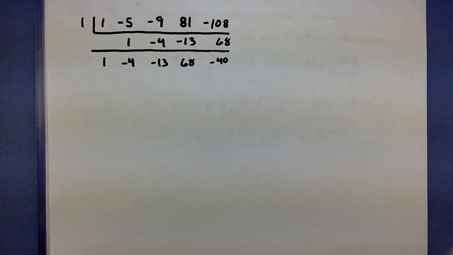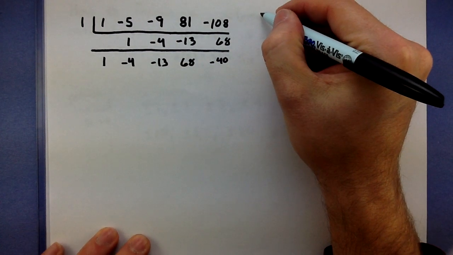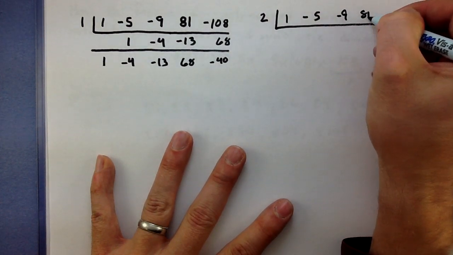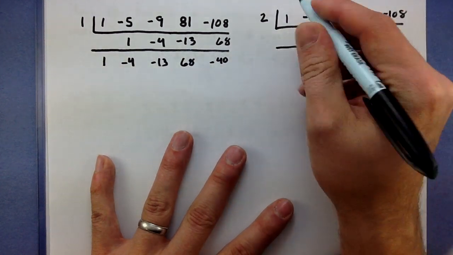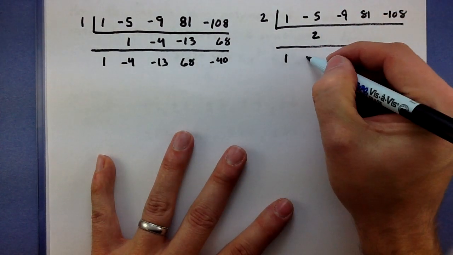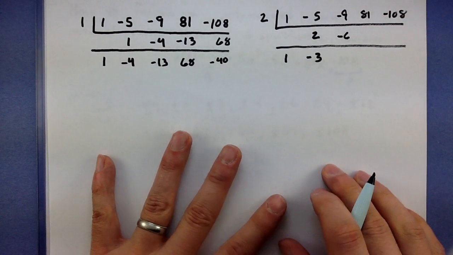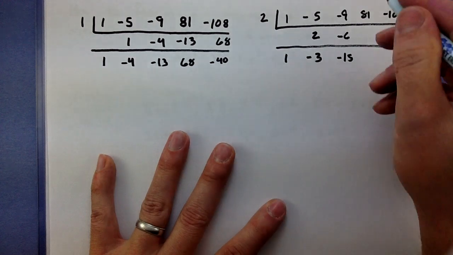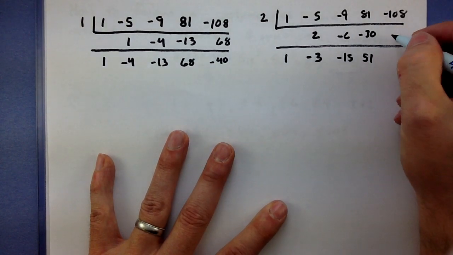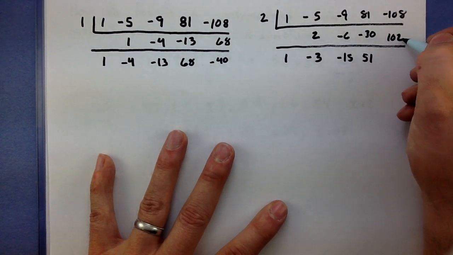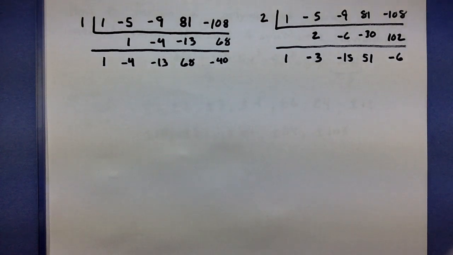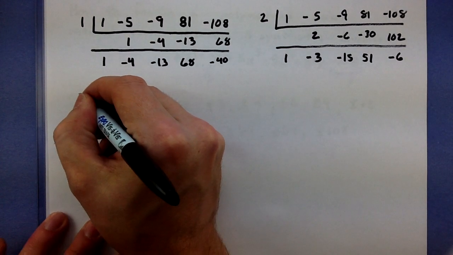Well, since that one didn't work, I'm going to go on and try, let's use a 2. Alright, so bring down the 1, multiply, add, multiply, let's see, add, multiply, add, multiply, and add. Alright, so it looks like this one's no good as well. Well, let's keep going. And we'll test out a 3.